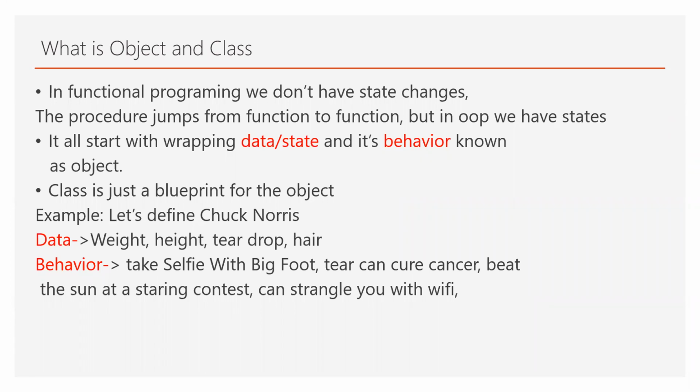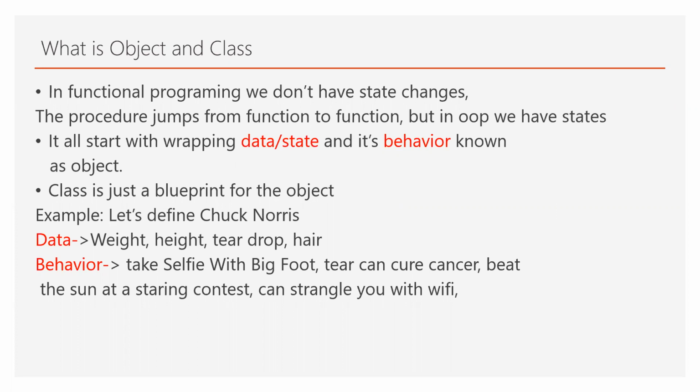Back in the days, in functional programming, we didn't have state changes, and the procedure jumped from function to function. But in object-oriented programming, we have states. This is mainly because we have more memory. Instead of kilobytes, we have megabytes and gigabytes of memory. And an object is all about wrapping state and/or data with its own behaviors, meaning behaviors are methods or functions that make changes on the data.